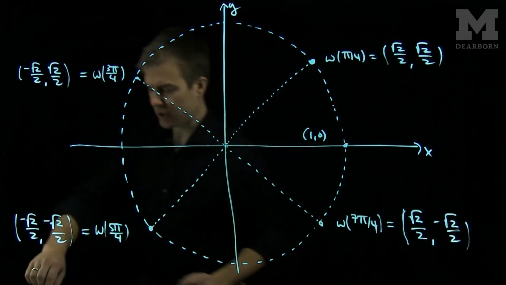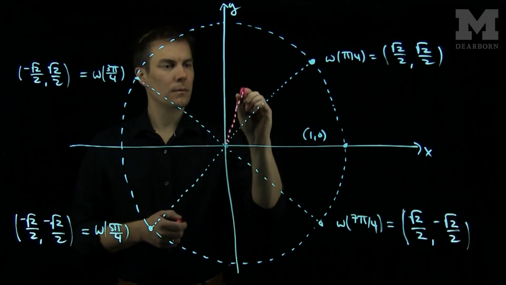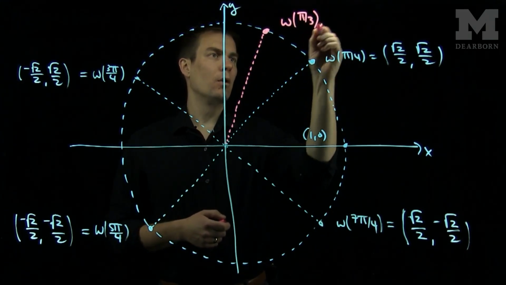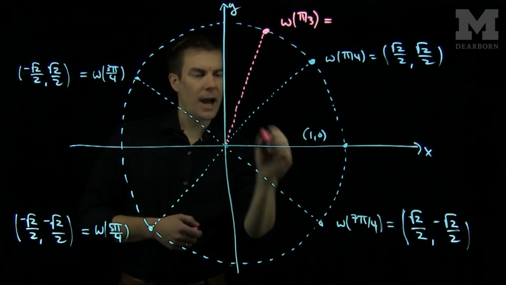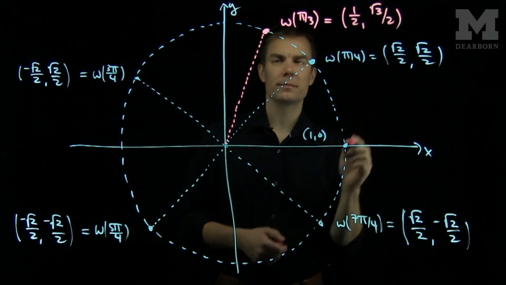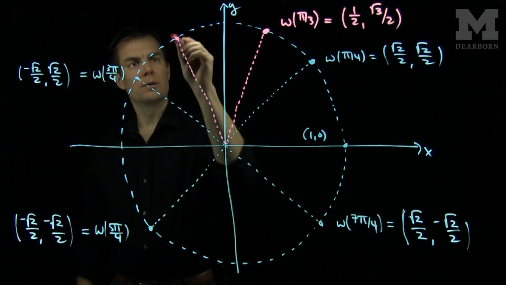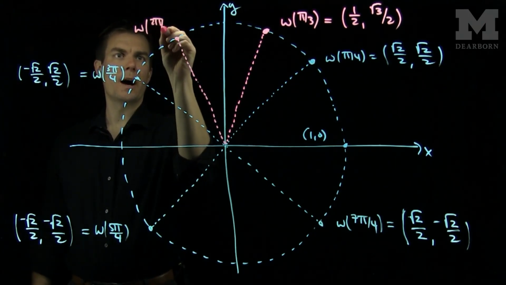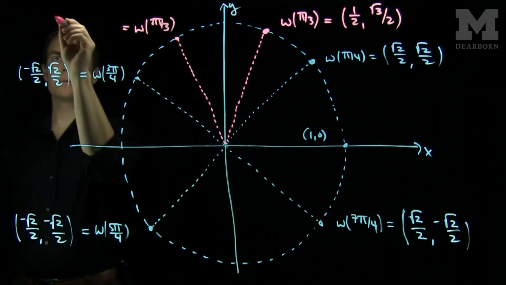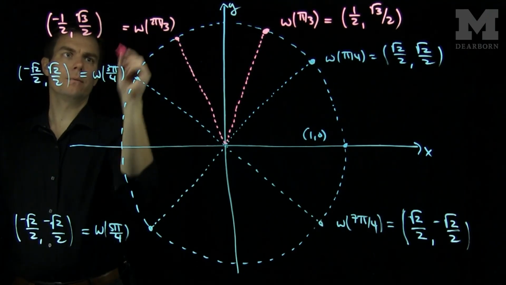Those are the values of the wrapping functions at the multiples of pi over 4. Now let's consider the wrapping function of the multiples of pi over 3. We saw from the pi over 3 video that the wrapping function of pi over 3, well here the x is the smaller, so I'll have (1/2, root 3 over 2). Then I can go over here to the wrapping function of 2 pi over 3. Now the x is negative, the y is positive, so I'll have (negative 1/2, positive root 3 over 2).